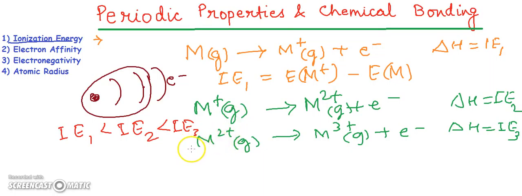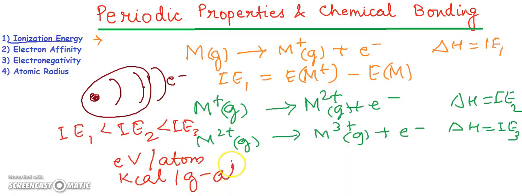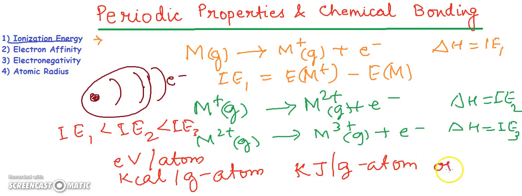And this ionization energy is expressed as eV per atom, or kilocalorie per gram atom, or kilojoule per gram atom or mole. Okay.